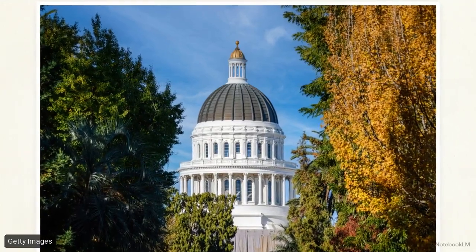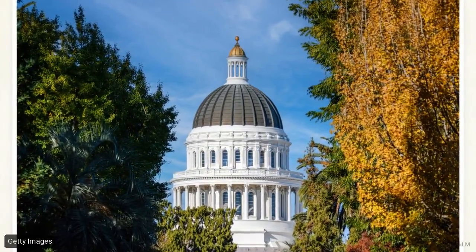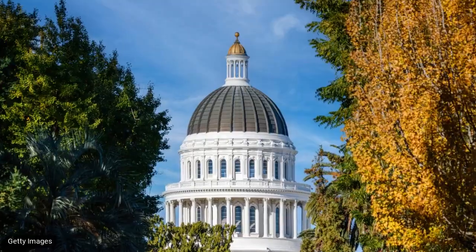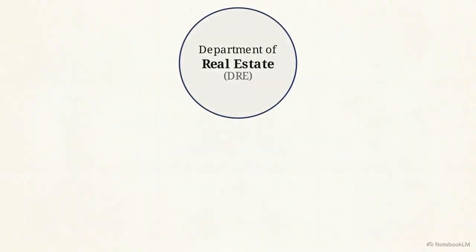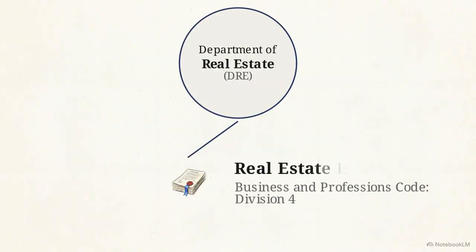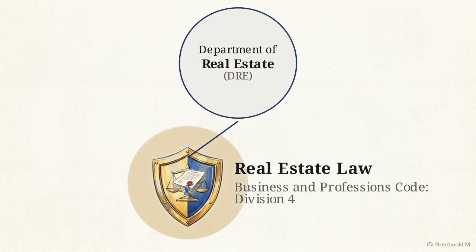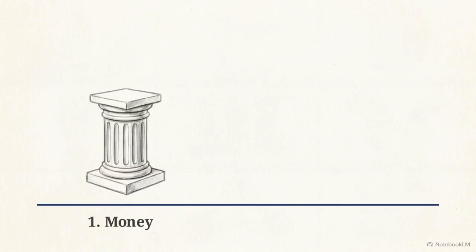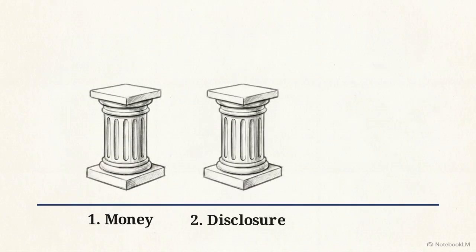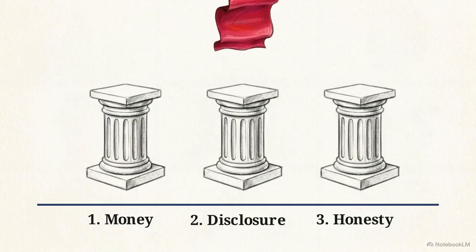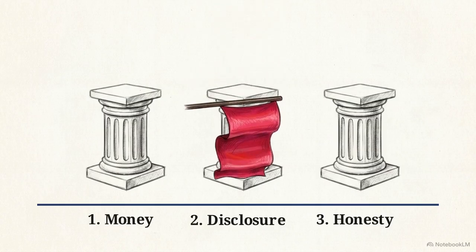The California real estate exam evaluates your ability to recognize behaviors that harm the public. The Department of Real Estate enforces Division 4 of the Business and Professions Code to ensure all licensed activity meets strict consumer safety standards. Most license violations fall into three categories: improper handling of money, withholding required information, or general dishonesty. On difficult test scenarios, look for the red flag. Choose the answer that provides the highest level of transparency and consumer protection.